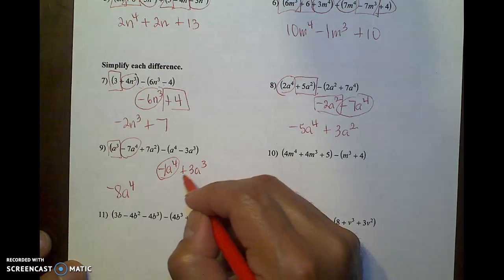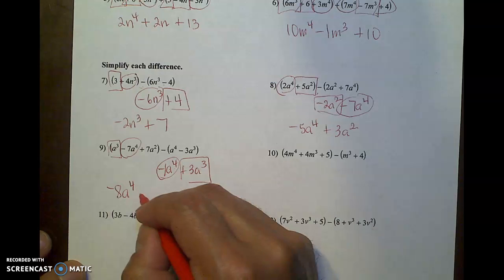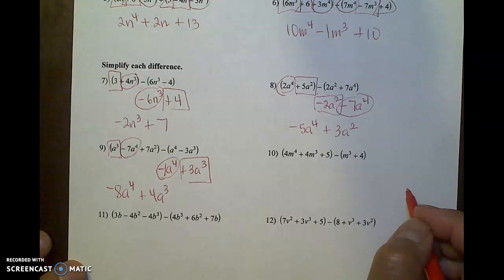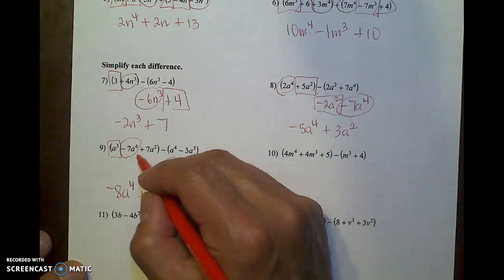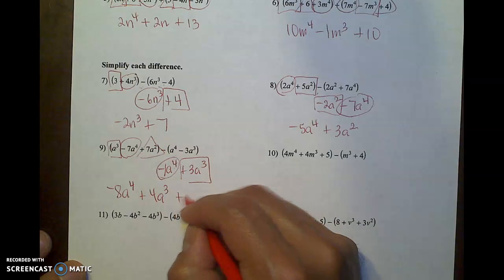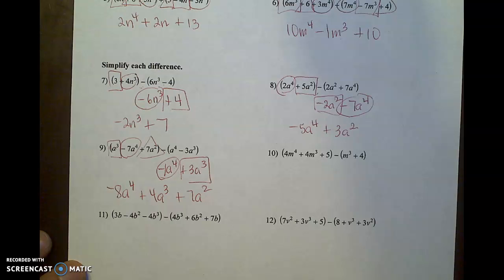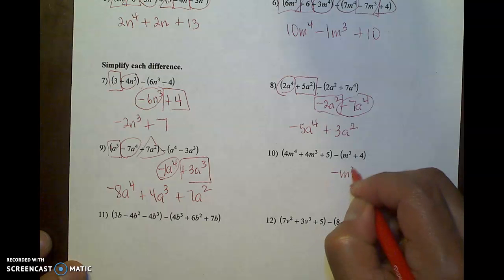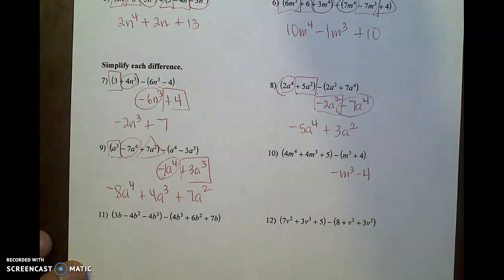1a cubed. 3a cubed. Combine those to get 4a cubed. 7a squared. 7a squared. Distribute the negative and combine like terms.